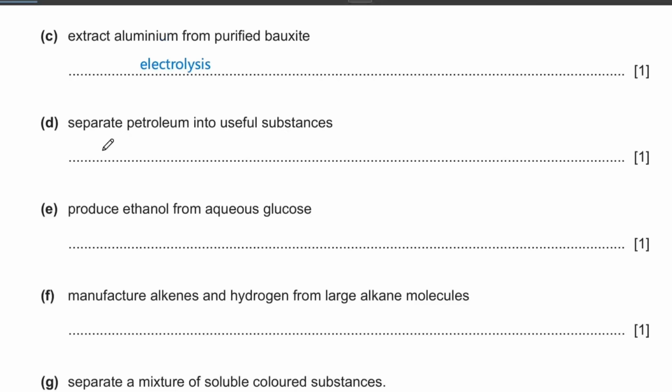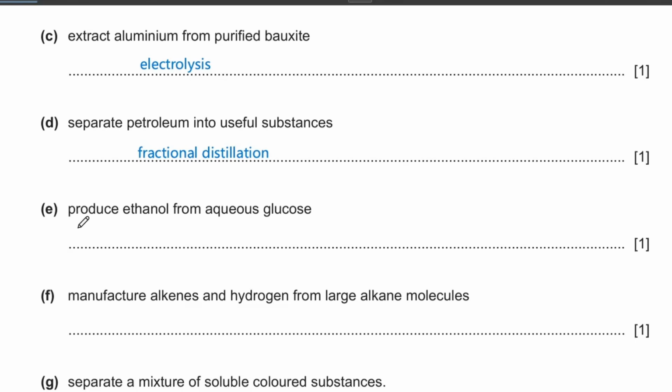Next, the process that is used to separate petroleum into useful substances. That process is fractional distillation. Fractional distillation separates substances with different boiling points. So that's the correct answer, fractional distillation.